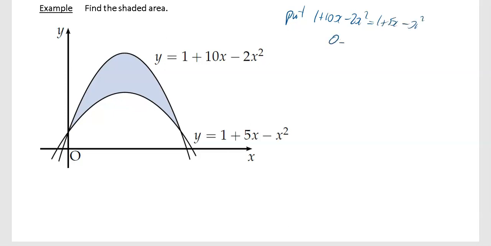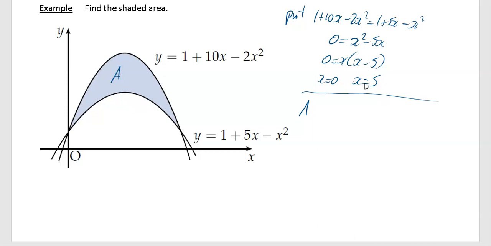And then bring it all to one side. You're going to have x squared minus 5x, and then take an x outside of the bracket. That's going to be x times x minus 5. So x is equal to 0, as I suspected, and x is equal to positive 5. So you've got your two limits. I'll label the area.